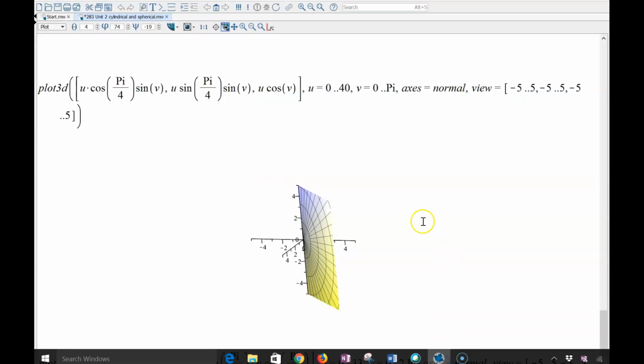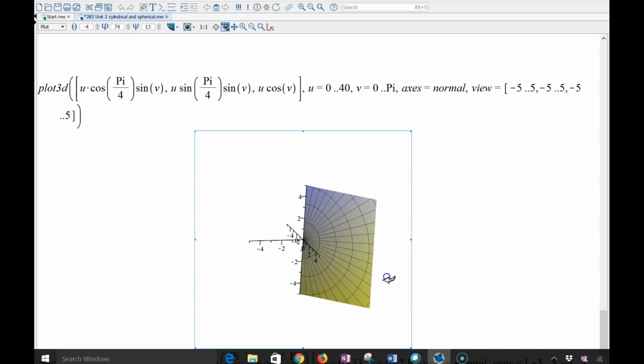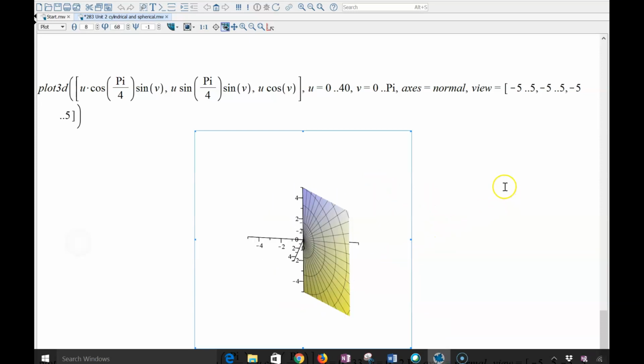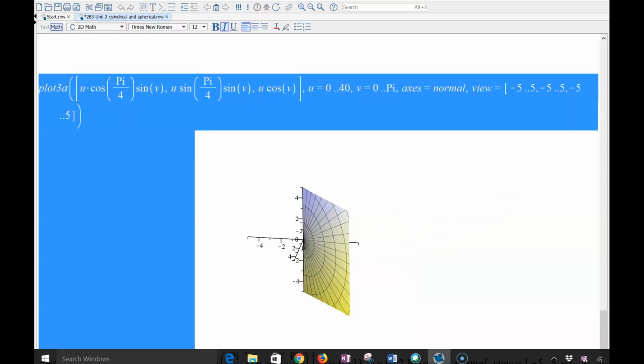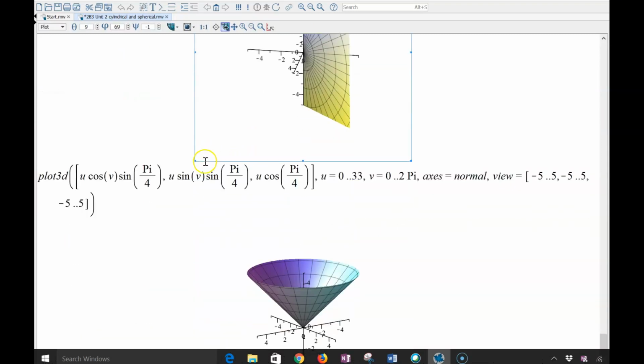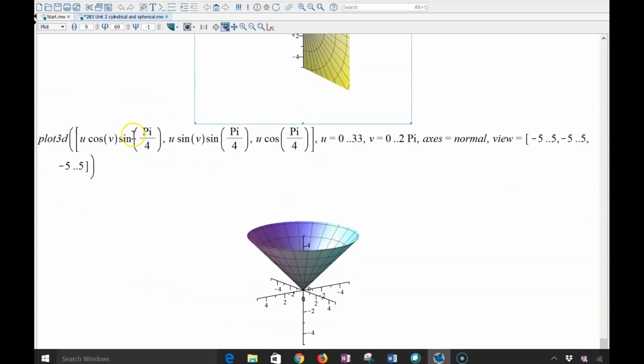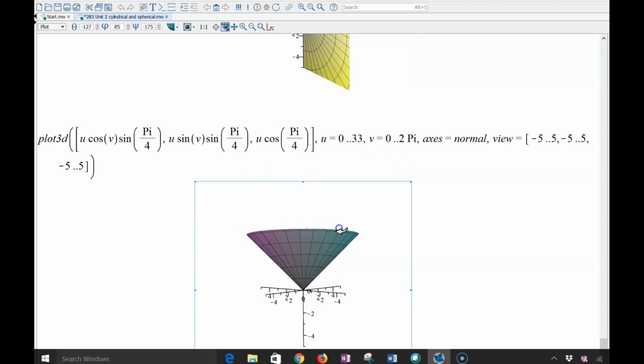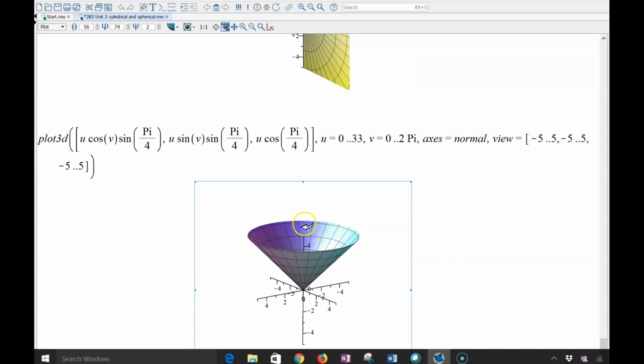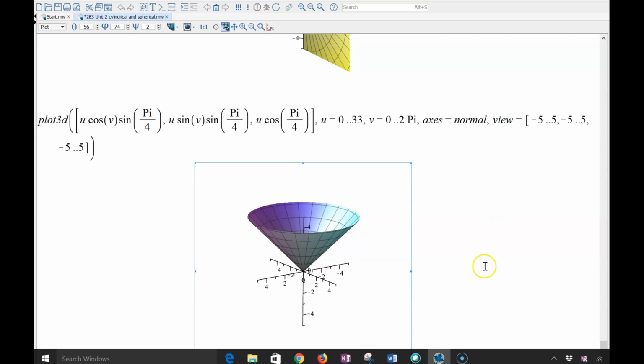Going back to Maple, that's what an equation looks like when theta is constant. We're going to get a half plane coming off the z-axis. Now, what do we get when we fix phi? So now I'm fixing phi to be pi over 4. Wherever we see phi in the conversion formulas, we're inputting pi over 4. U's playing the role of rho again. This time v is going to play the role of theta. In this case, we get a cone. A cone coming at the 45-degree angle down from the z-axis. That's what the graph looks like.